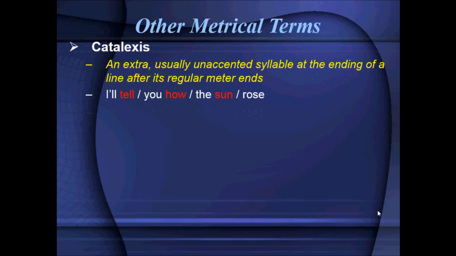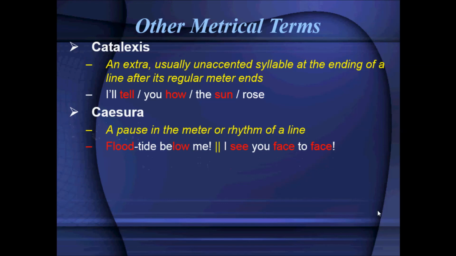Catalexis, an extra, usually unaccented syllable at the end after the regular meter ends. Again, it's a little tag on the end. "I'll tell you how the sun rose." Right? The poet ran out of juice or just had to get that extra little piece in there. You will know both catalexis and anacrusis based on the majority of the poem. So if the whole thing is iambic and there's one little extra syllable there in that particular line, well, that's the catalexis. A caesura is a pause in the meter or rhyme of a line, right in the middle usually.